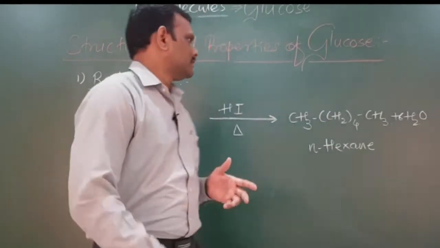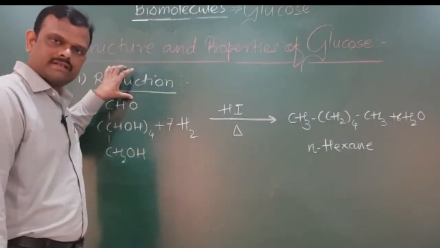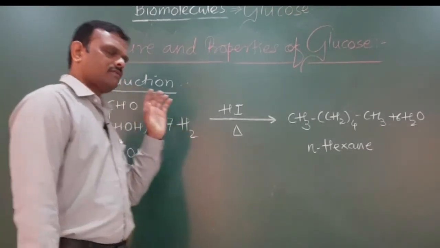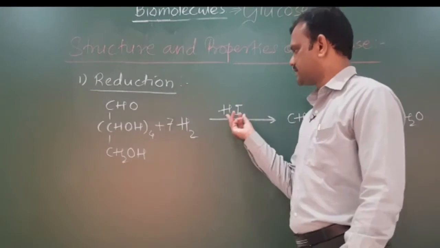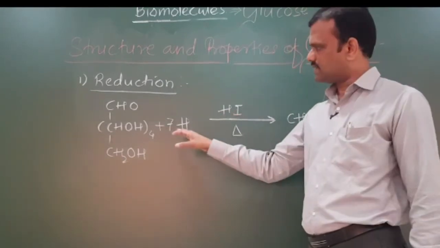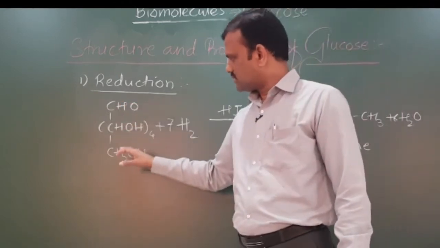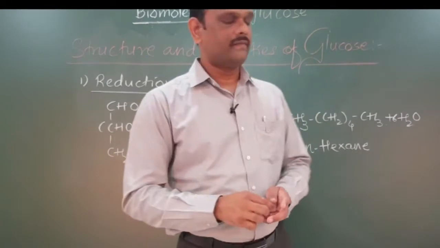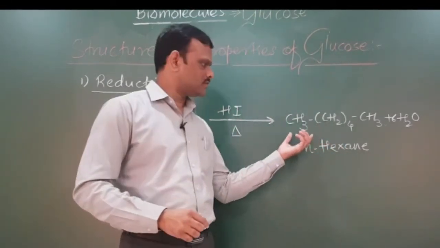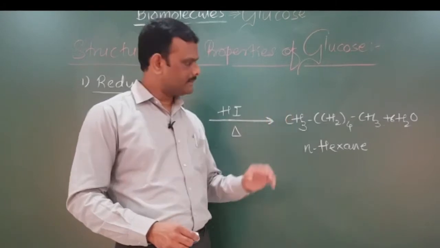Now to prove the structure, first we have to consider the reduction reaction. For that purpose we have to use some reducing agent like HI that provides the hydrogen atoms. Now glucose on reduction in presence of HI forms the alkane which is known as n-hexane. Common name is n-hexane, IUPAC is hexane.